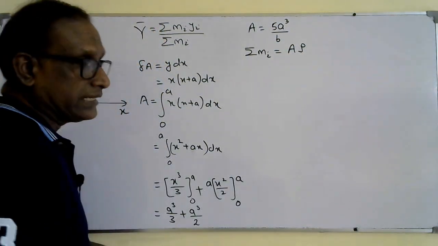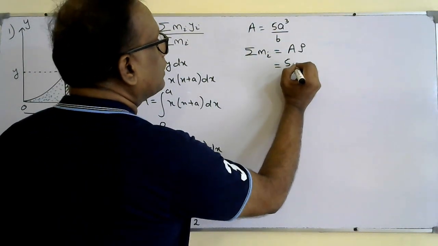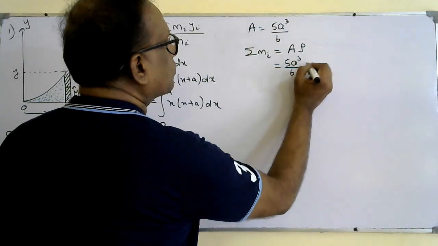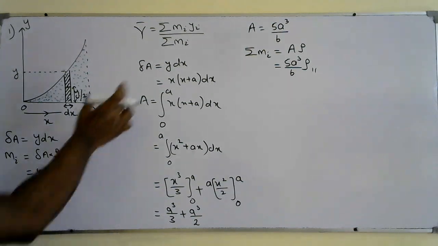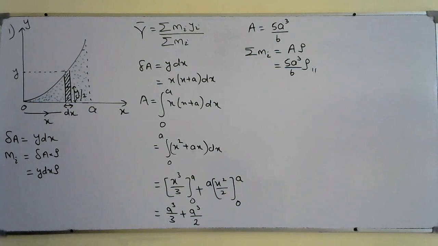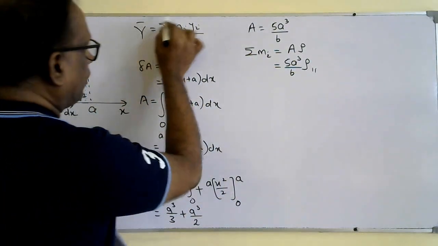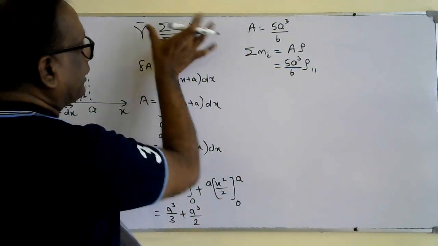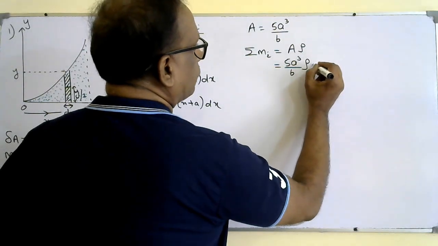So sigma mi, the total mass of the lamina, is equal to the total area of the lamina into mass per unit area. Total area, we found it, 5a cubed over 6 rho. That's the total mass of the lamina. Okay, so I found the denominator of the expression. Now I need to find sigma mi yi. I can take this as equation 1 because I found the denominator. I am going to find the numerator separately.